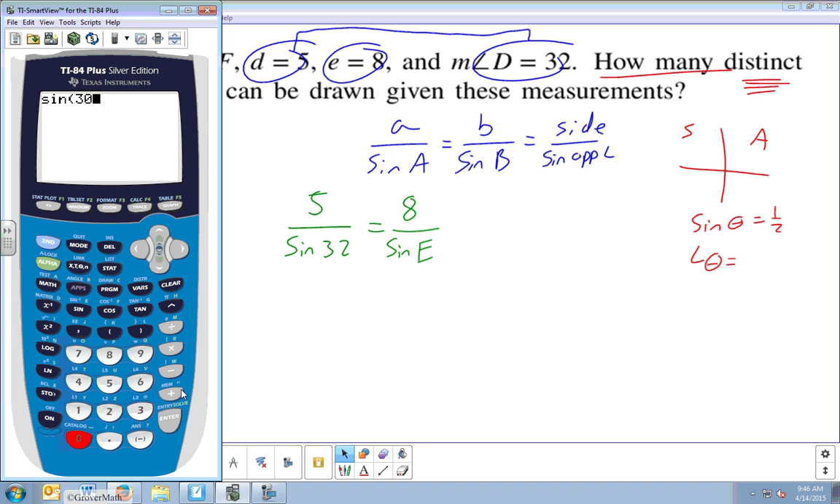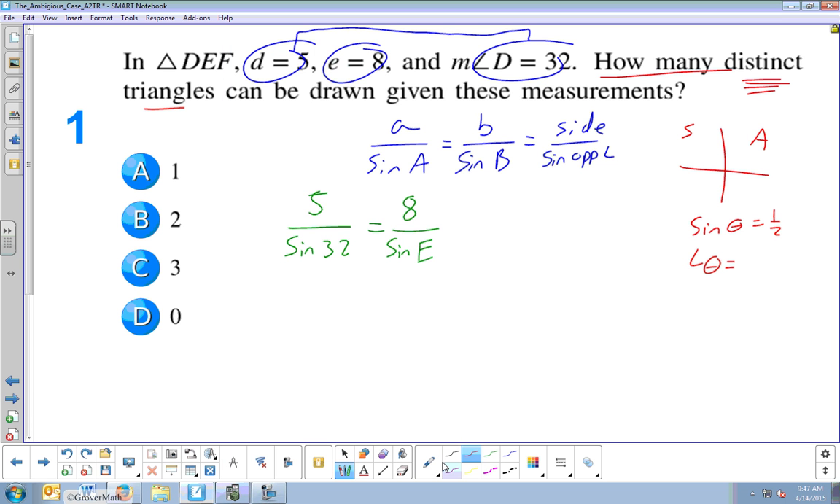Sine of 30 equals 1/2. But that's not the only angle. Since sine is also positive in quadrant 2, sine of 150, which is 30 degrees from the x-axis over here, is also 1/2. So since sine 30 is 1/2 and sine 150 is also 1/2, just saying that sine theta equals 1/2 is ambiguous. We're not really sure if the angle is 30 degrees or 150 degrees.